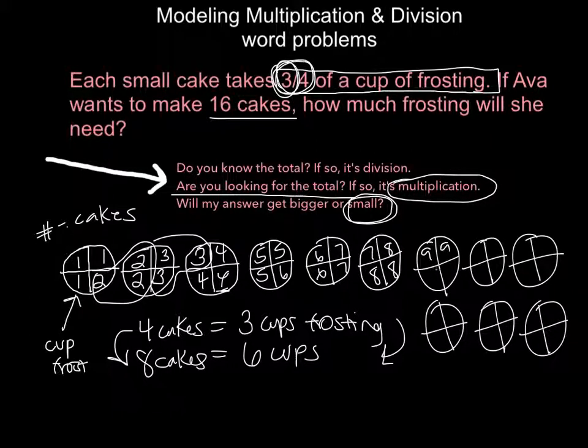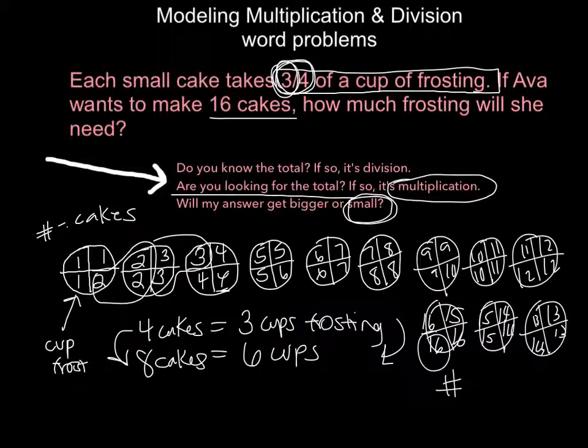So 3 pieces for cake 9, 10, 11, 12, 13, 14, 15, and 16. So I can stop because number 16 means I have made 16 cakes.